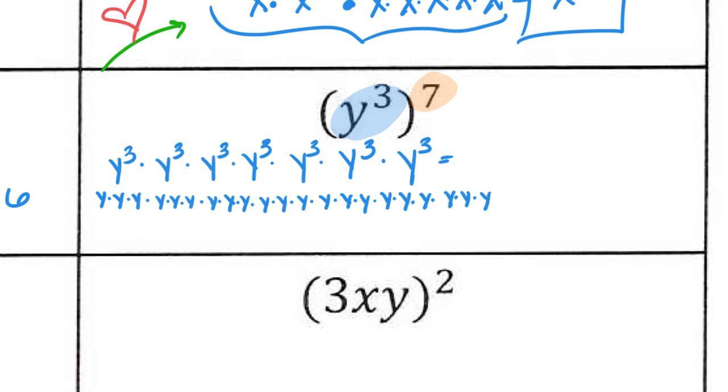So you can see that there are 1, 2, 3, 4, 5, 6, 7 different sets of y cubed. Then you can go through and you can count them. 1, 2, 3, 4, 5, 6, 7, 8, 9, and you end up with 21. Or I would have said 3 plus 3 plus 3, all of those added together, and you end up with a value of 21. So exponents just mean the same thing shows up over and over and over again.